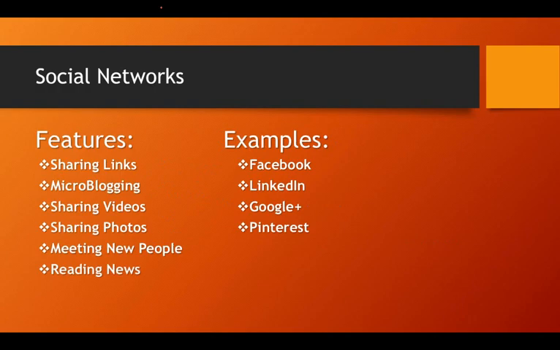So let's take a look. We've got some features and examples of social networks. Some great features, of course, are sharing links. That's where the social bookmarking comes in. Microblogging, or our status update on Facebook or LinkedIn. They're all the same. It's essentially a microblog is what that's doing.